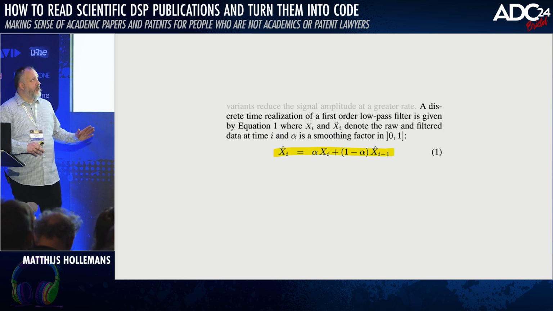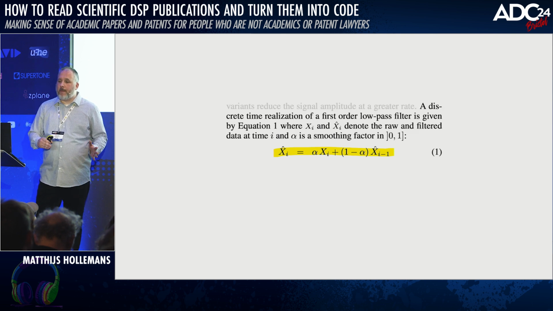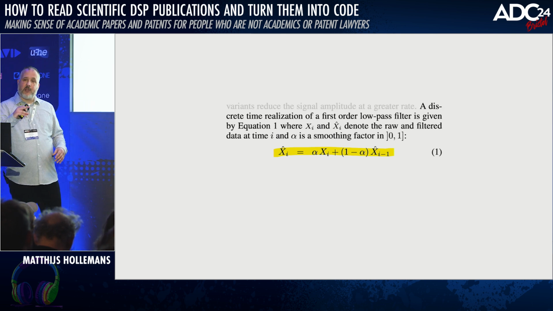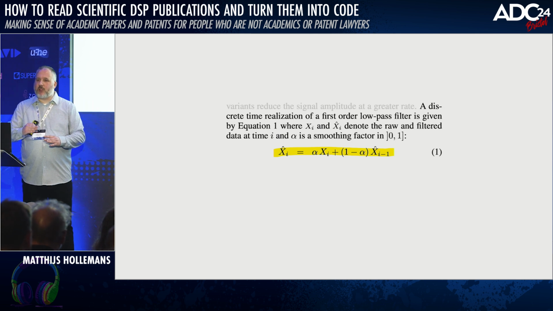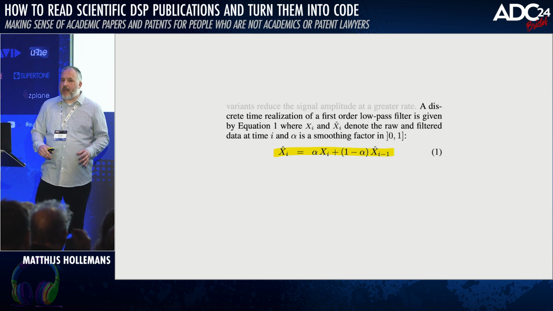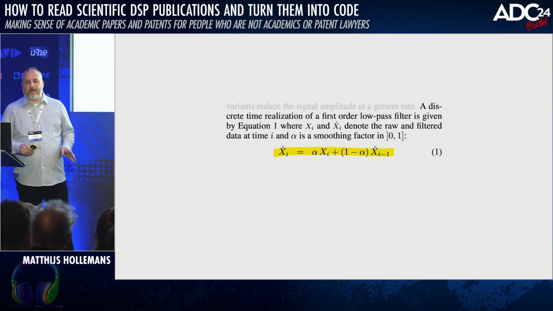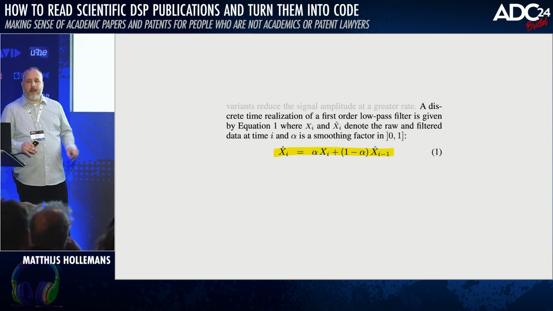Now, the text explains that the symbol capital X with the little i is the current input sample, and capital X with the little hat on top is the current output sample. So here we have this distinction again between X with a hat and X without a hat, where X without a hat is like the original data, and X with a hat is the processed data. The subscript i is like a timestamp, so it would be like a sample number. That means capital X with a little i is actually a single sample value.